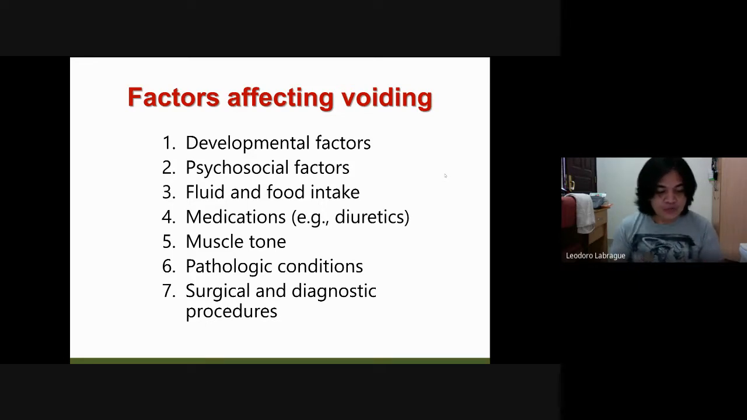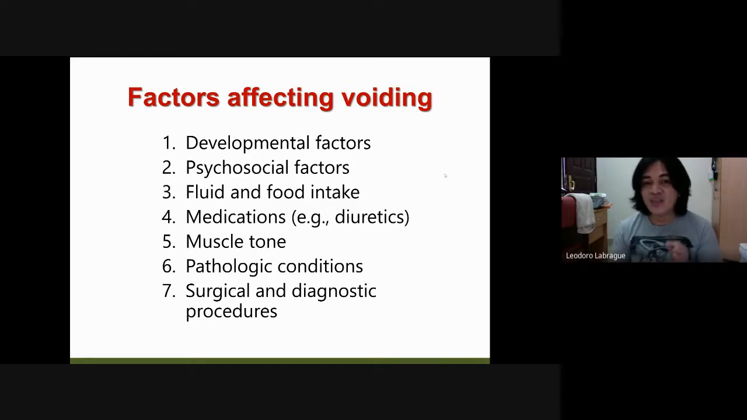Another important developmental factor is that most school children, those aged 5 to 10, normally experience involuntary passing of urine, or enuresis. That's why if you have brothers who are 5 to 10 years old, they might experience bedwetting. When they wake up in the morning, their clothes and linen are wet.